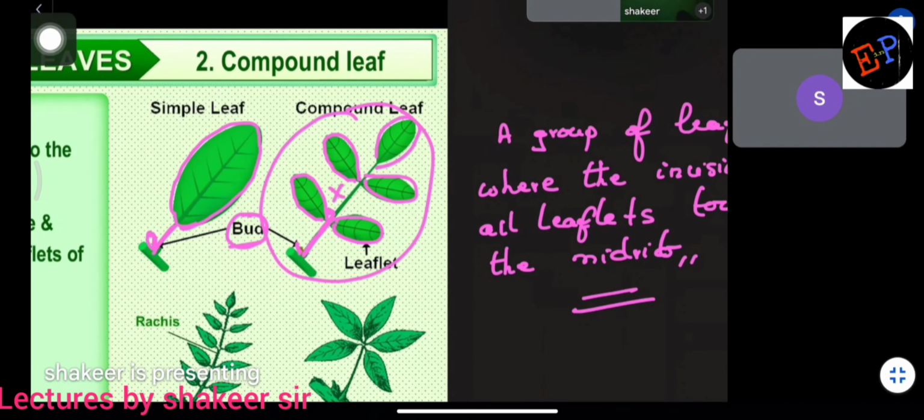Have you understood the difference between a simple leaf and a compound leaf? Simple leaf means there is only a single leaf, where at the petiole you will find a bud. But in the compound leaf, many leaflets are present, and the incisions, the outermost points of all the leaves, are connected with the middle. That is the difference between a simple leaf and a compound leaf.